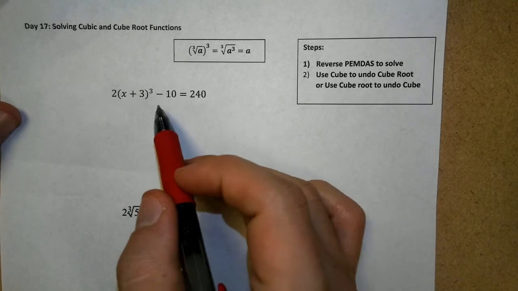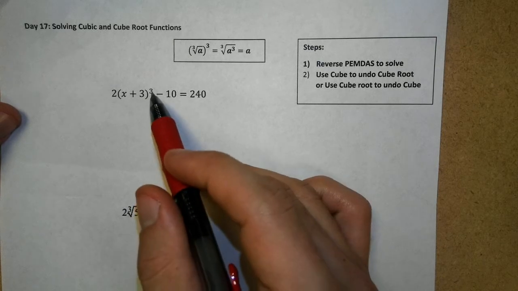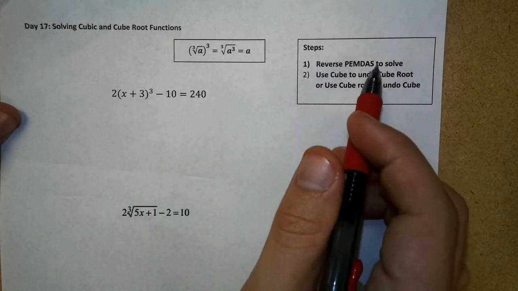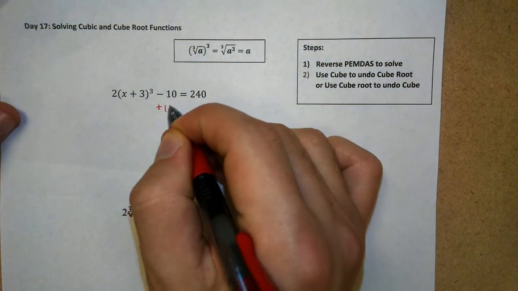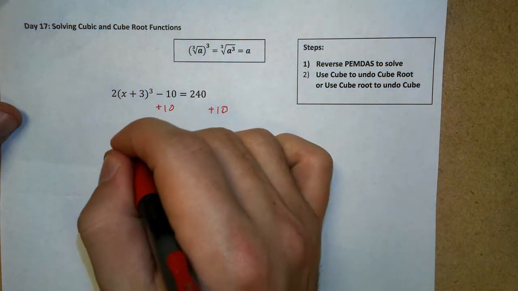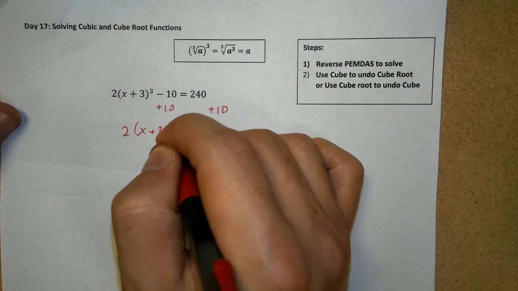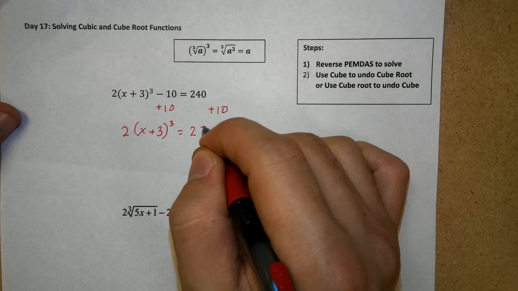So we're looking to solve this equation. We see there's a cube operation in it, but we don't want to go straight for that because remember we're doing reverse PEMDAS, so we want to take care of the subtraction and addition first. So we want to get rid of 10. So we're going to add 10 to both sides. Okay. On the left, that's going to give us 2x times quantity x plus 3 cubed, which will equal 250.